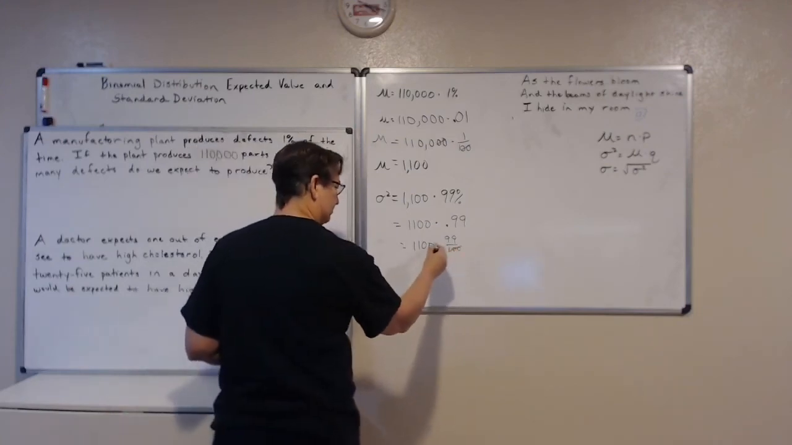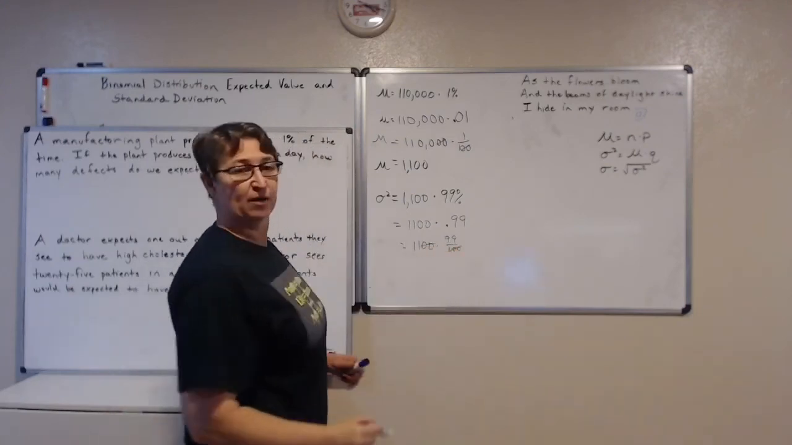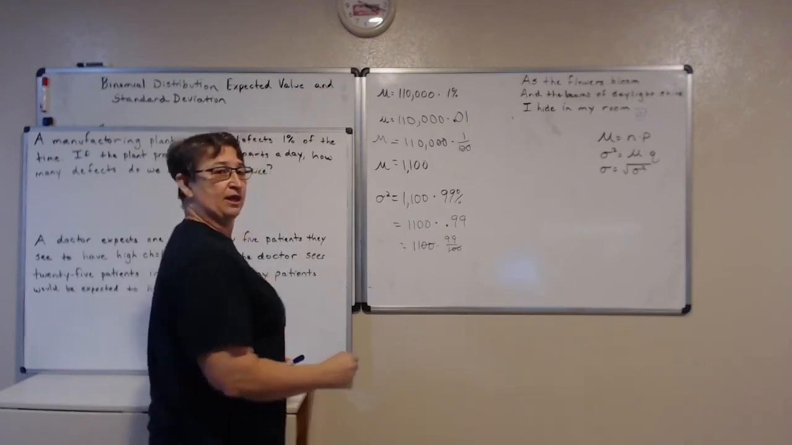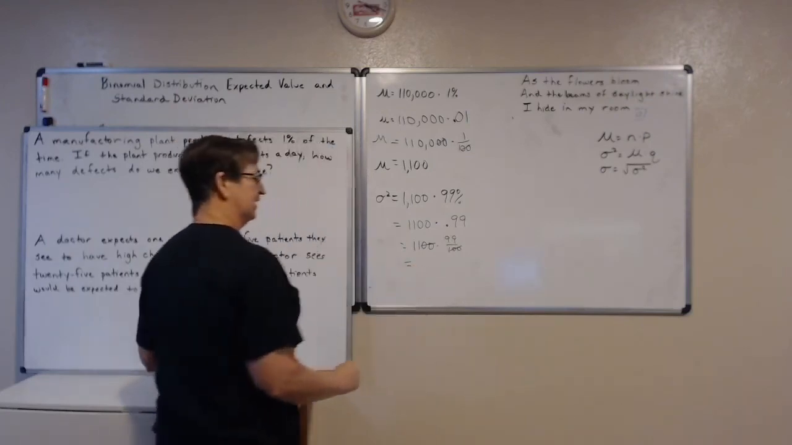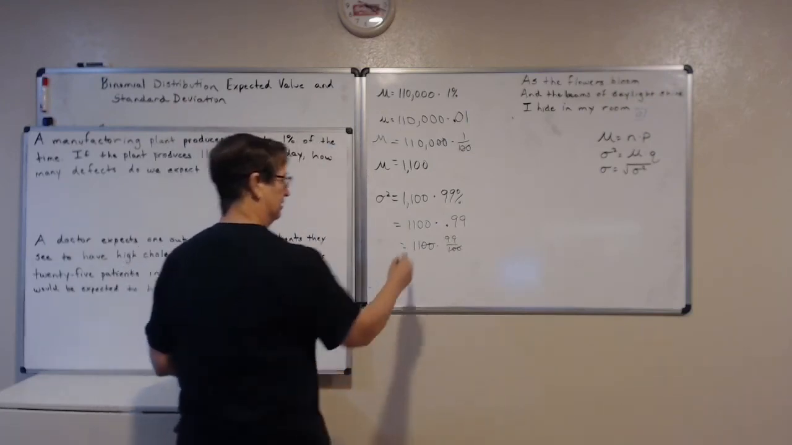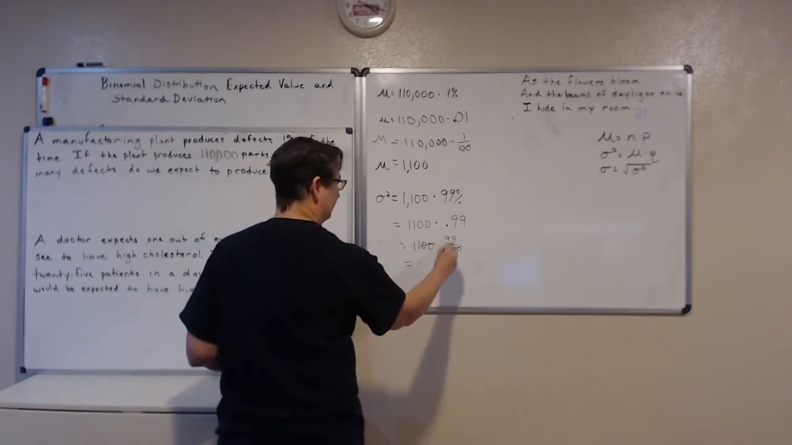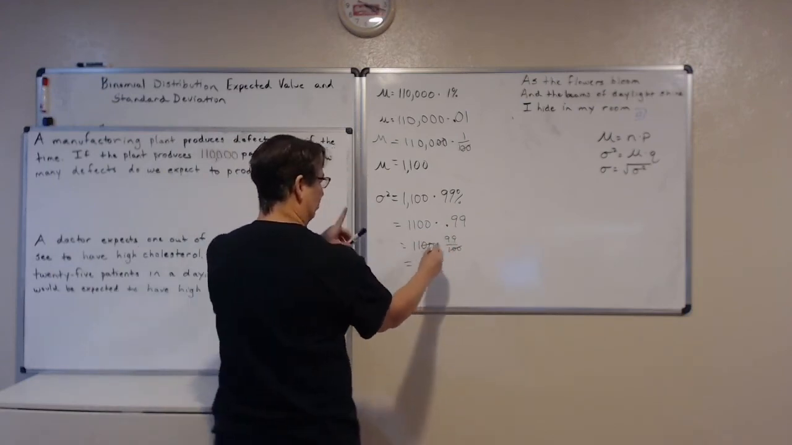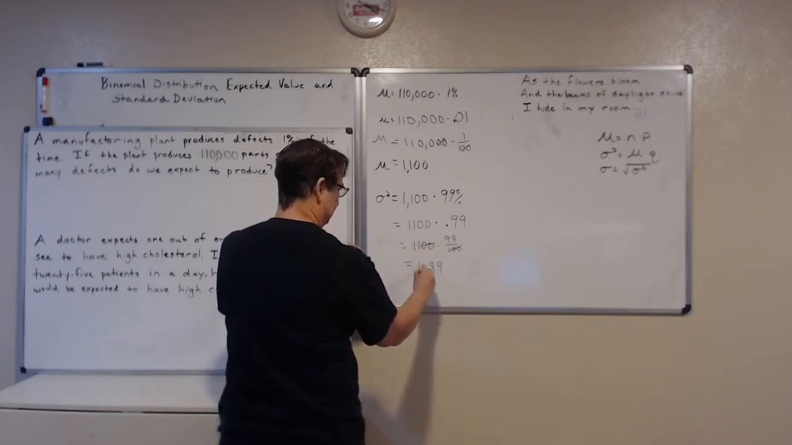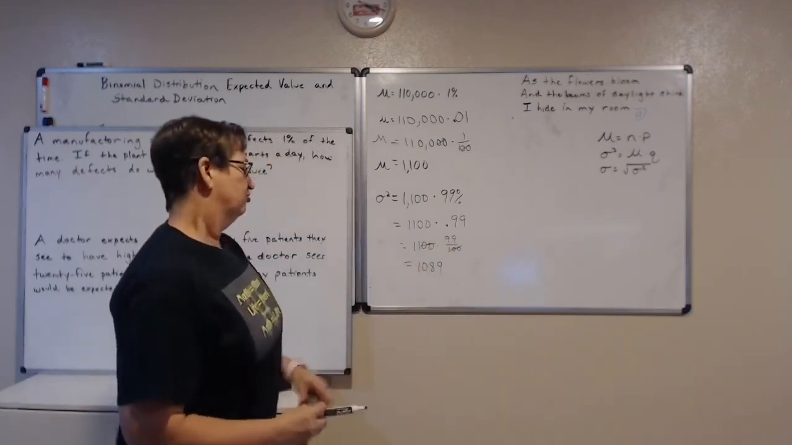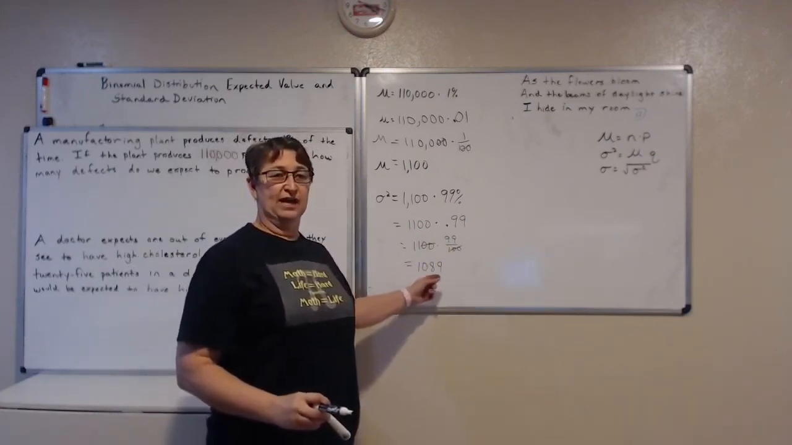Again, the 100, divide the top and bottom by 100. And then 99 times 11, well, 9. Add these two together to get 18. Carry 1, 9, 10. So my variance is 1,089.